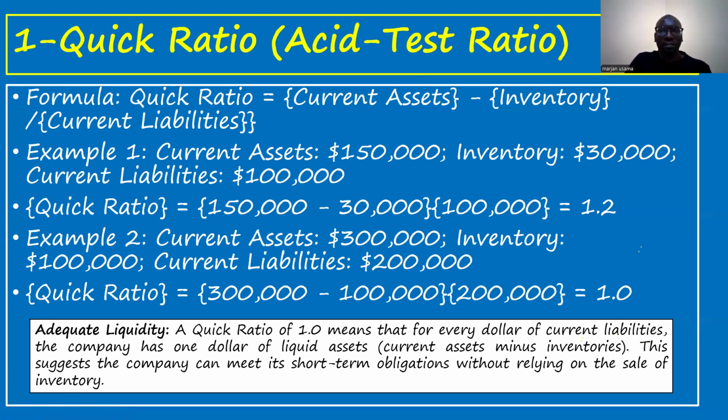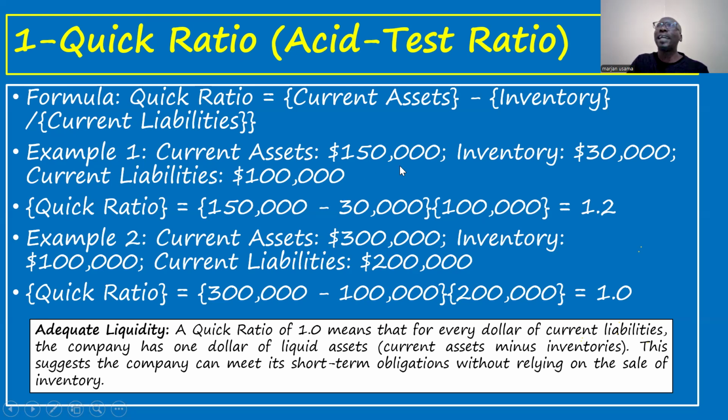So what is the formula for the quick ratio? The formula is the current assets minus the inventory divided by current liabilities. That is the formula. So in the balance sheet, I'll give you all this information. So for example one, you can be given current assets, $150,000, the inventory, $30,000, current liabilities, $100,000.